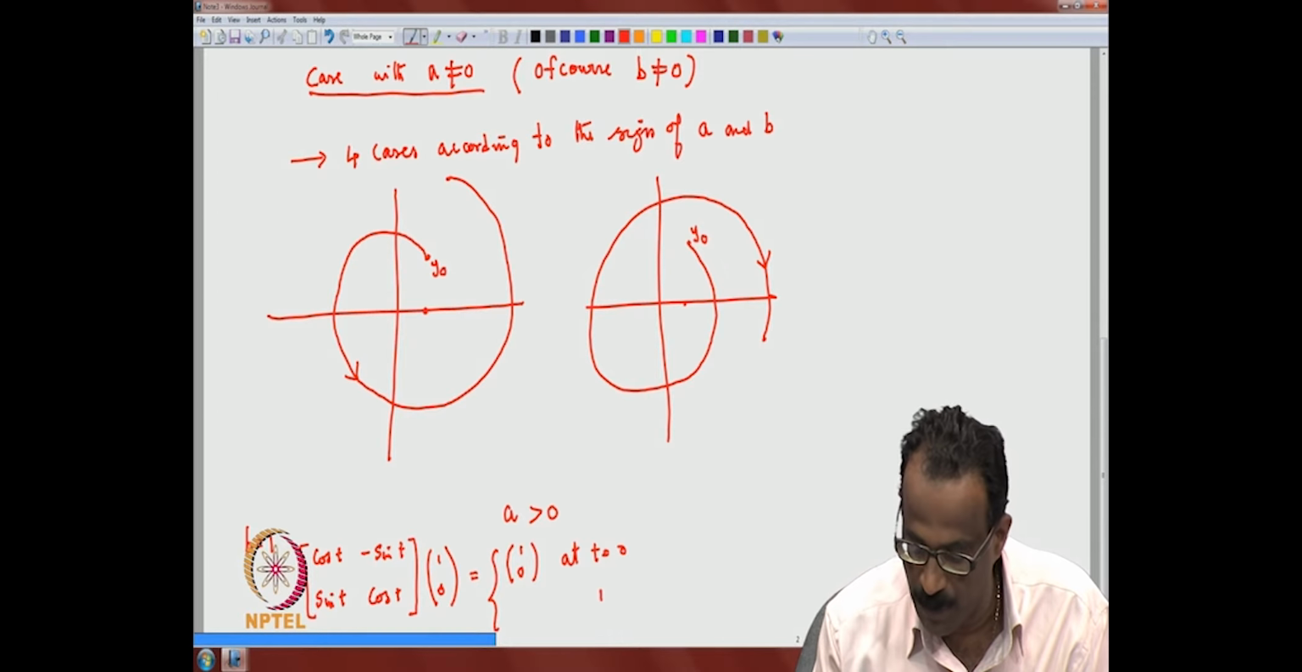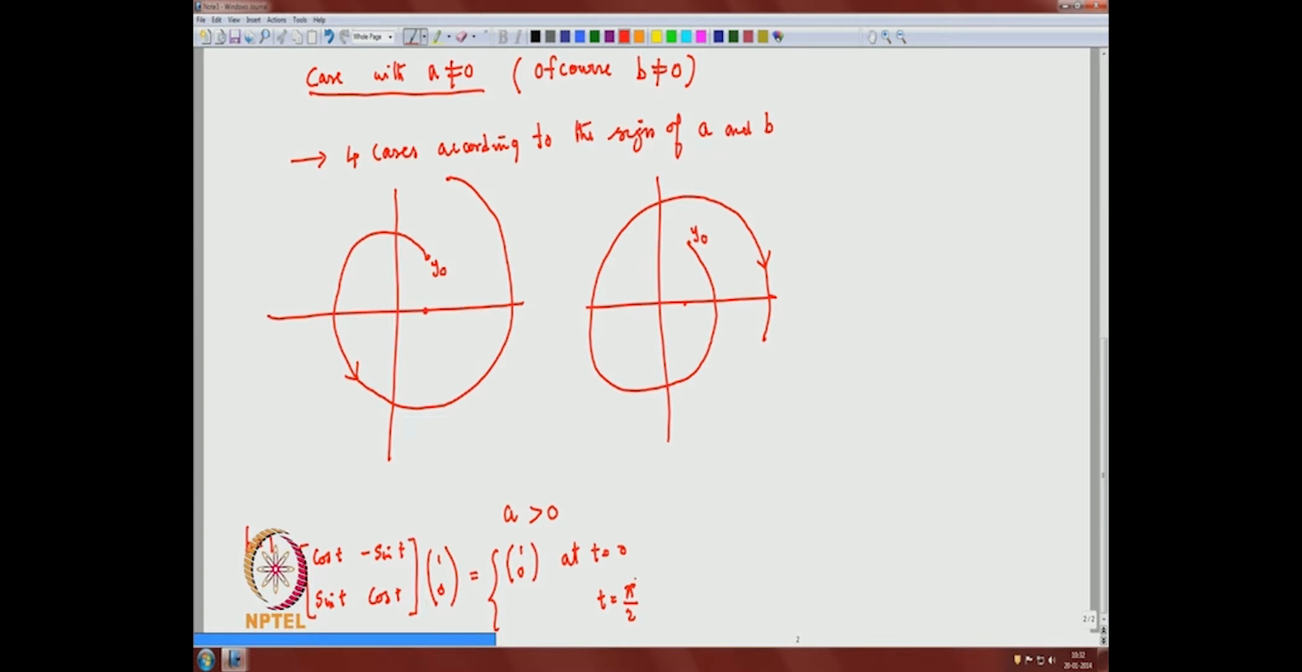Suppose I am taking t equal to pi by 2 at a later time. When t equal to pi by 2, cos pi by 2 is equal to 0 now, and sin pi by 2 is equal to 1, which I want you to see. So 1 0 will move to 0 1, if you compute. So what will happen is that if I start from here, I will have my situations here.